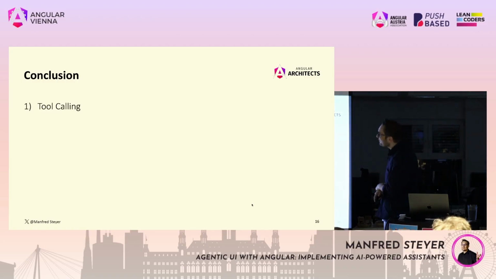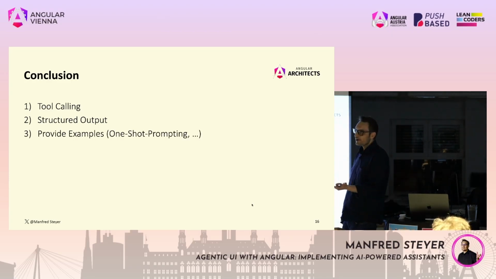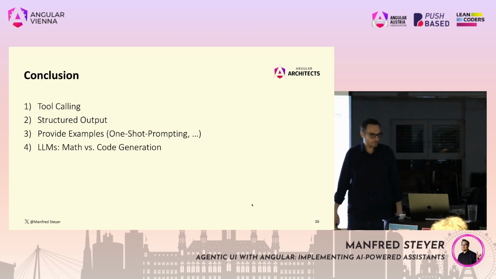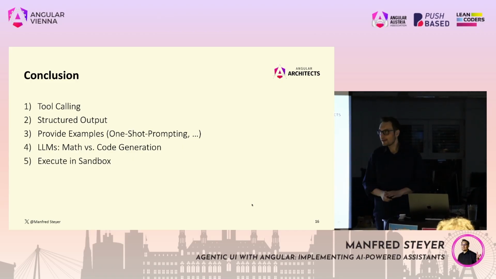Okay, let me come to a conclusion. What did we see today? Well, we have seen today at the end of the day, all this agentic stuff at the core is about tool calling, and it's about structured output. It's sometimes about providing good examples to help the LLM a bit. And LLMs are really bad at mathematics, so we go with code generation and then execution in a sandbox.